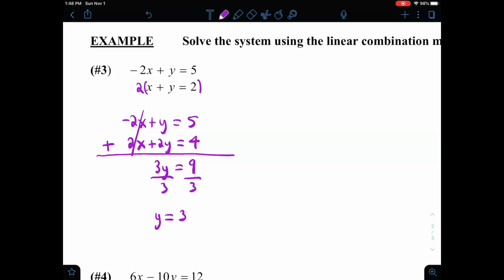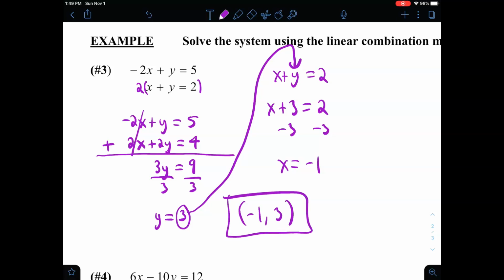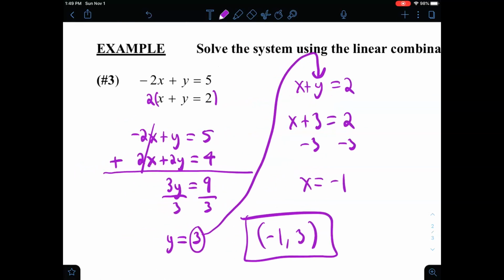So we've got to plug into one of these original equations. I have y, so I'm just going to plug into either equation. Doesn't matter. I'm going to plug into this equation. So I'm going to take this 3 and plug it in for y. So now we have x plus 3 equals 2 minus 3. x equals negative 1. So now we have an answer, which is negative 1 and 3 as our ordered pair.